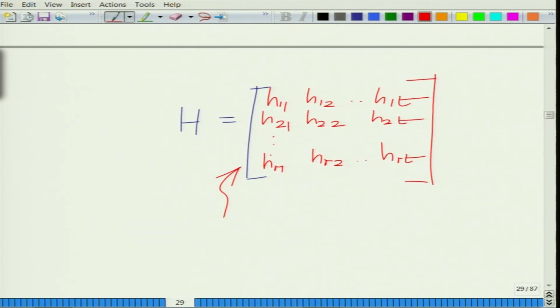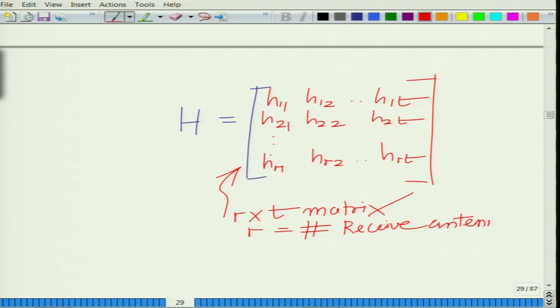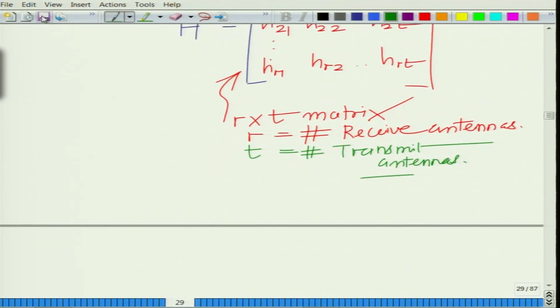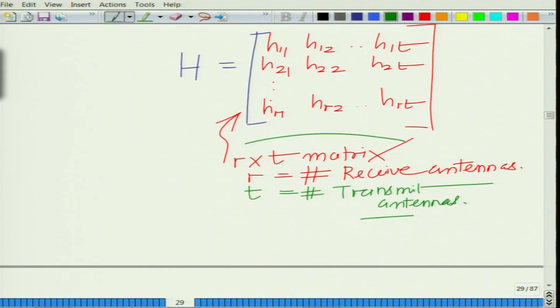As you can see, this is an R cross T matrix. R equals the number of receive antennas and T is the number of transmit antennas, alright. And therefore, this is your R cross T MIMO channel matrix, and this is very interesting.